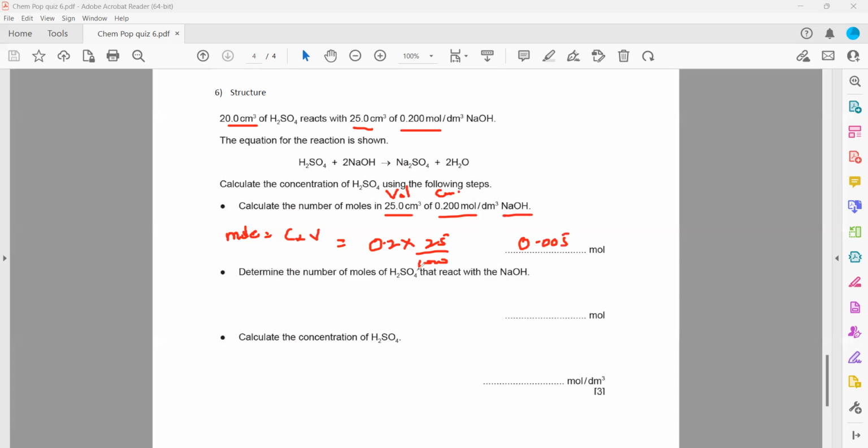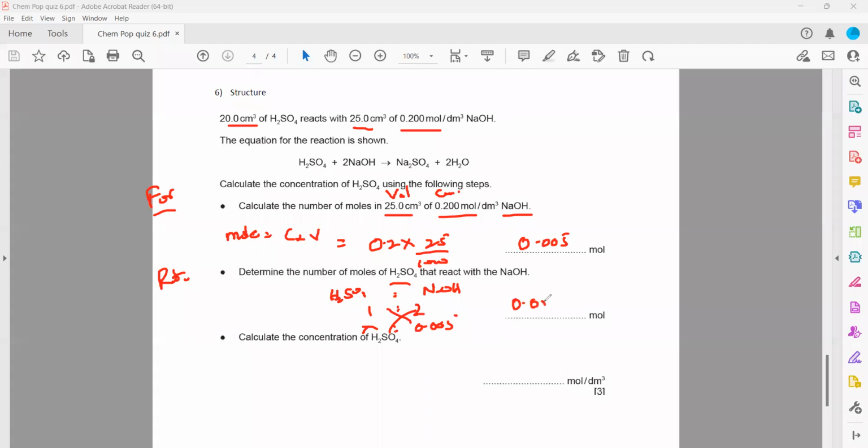After getting the moles of sodium hydroxide, we need the moles of sulfuric acid. The first part we solve by formula, the second one we'll use a ratio. So what is the ratio between sulfuric acid and sodium hydroxide? The ratio is 1:2. So if we have 0.005, then this will be X. Cross multiply, it will be half of it, which is 0.0025.